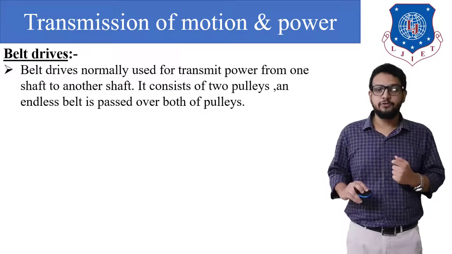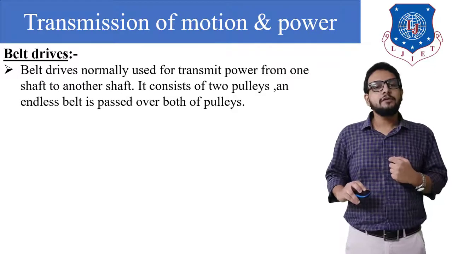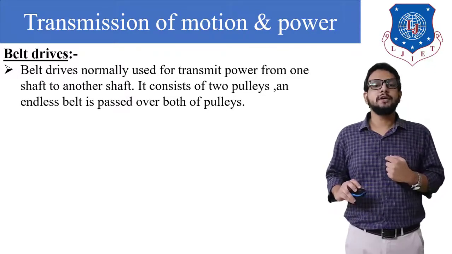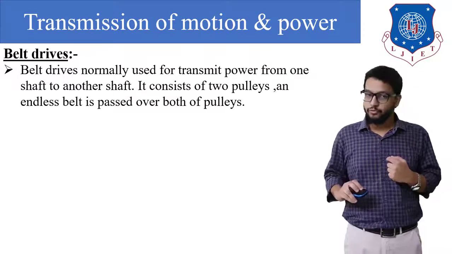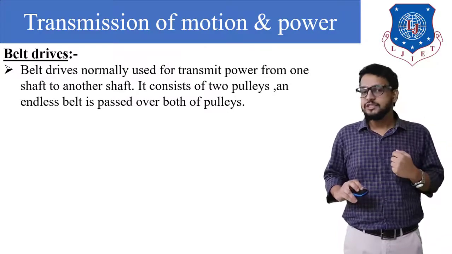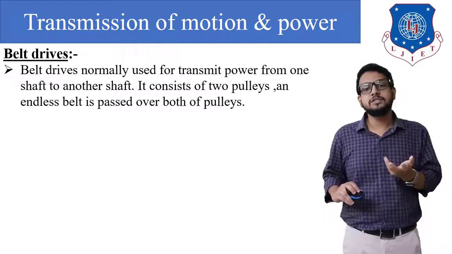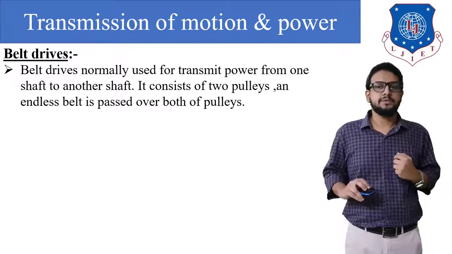Belt drives. The first topic which we need to see is belt drives. Belt drives are normally used for transmitting power from one shaft to another shaft. Now what does it consist of? It consists of two pulleys, and an endless belt is passed over both the pulleys.